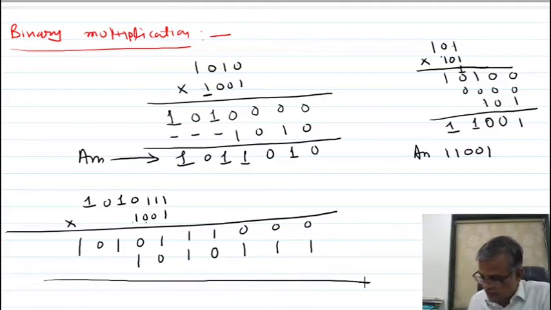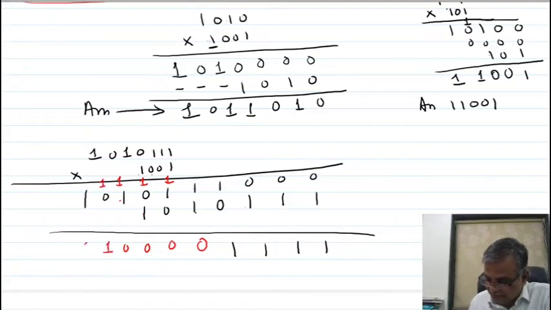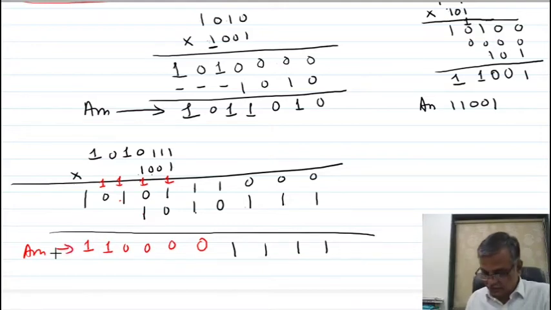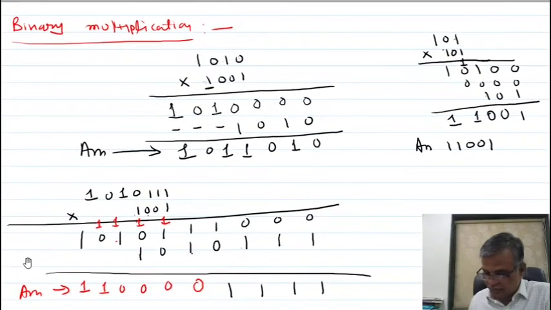So do the addition now. If you do the addition, 0 plus 1 is 1, 0 plus 1 is 1, 0 plus 1 is 1, 1 plus 0 is 1, 1 plus 1 is 0 and carry 1, 1 plus 1 is 0 and carry 1, 1 plus 1 is 0 and carry 1, 1 plus 1 is 0 and carry 1, this is 1. This is your answer. I think you understand. It's a very simple numerical.